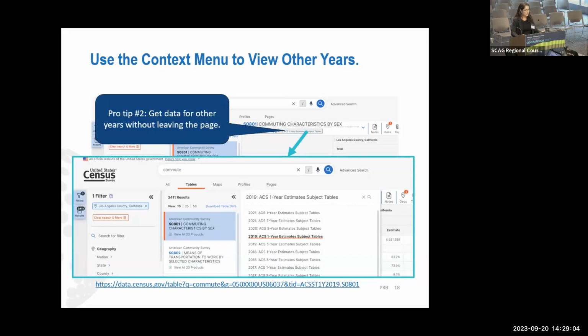The other cool thing you can do is you can change and look at different years for the same table without leaving that primary screen. So there is an option just under the table title where it shows what years the data are available for. And if you click on that and expand it, it gives you all of the other years, 1-year and 5-year data products for that particular table.